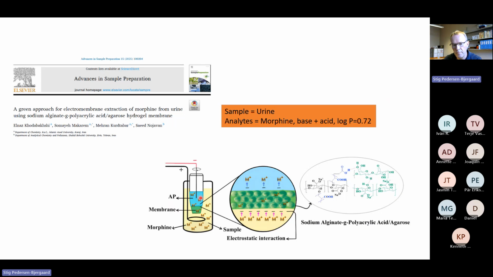On the other hand, there are two challenges with this system. Because it's purely aqueous, when you apply the voltage, you get very high current in the system because you have high conductivity in all three phases. So you easily get electrolysis and joule heating of the system. And also water can move in the system, so the volumes of acceptor and sample can change as a function of extraction time. So there are some interesting aspects with the gel system, but there are also some problems or challenges.